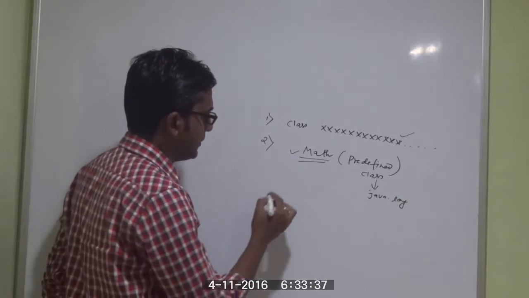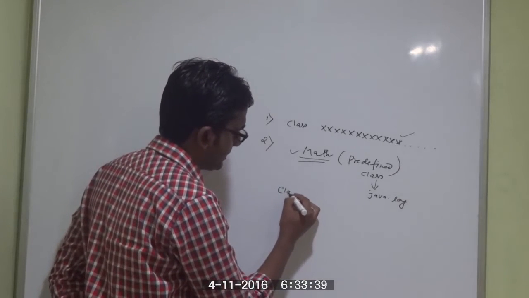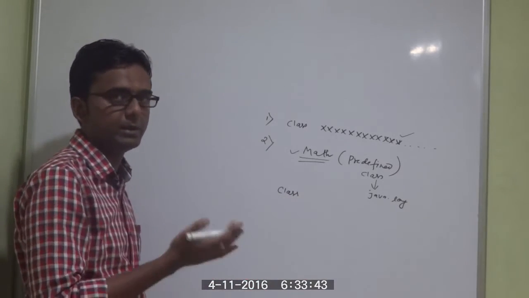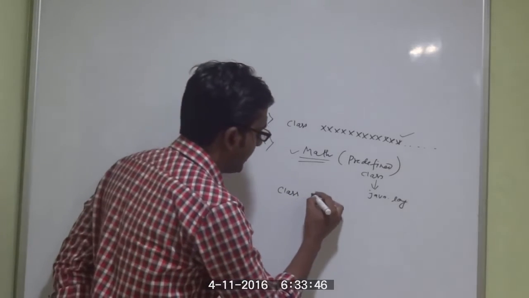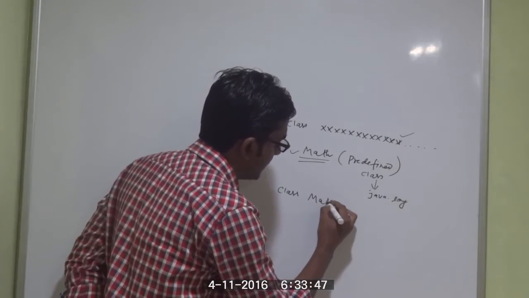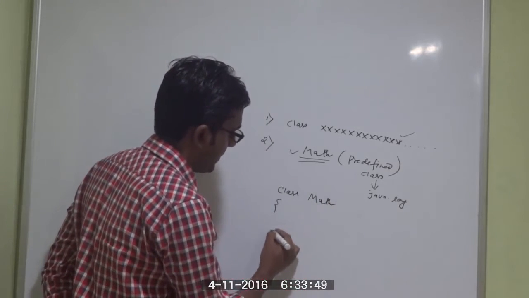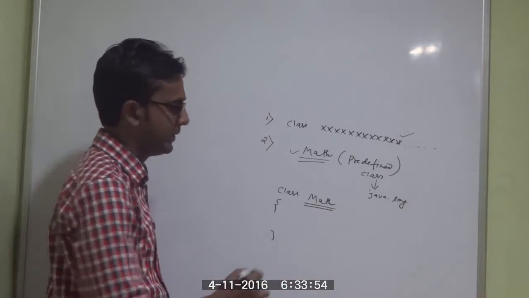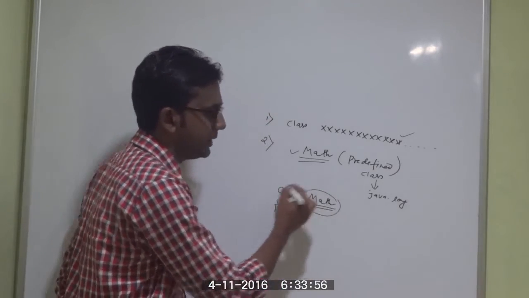Now suppose I am creating a class. This class is not predefined, this is a class created by the programmer. I am creating a class and the class name I am giving is Math. So this is the name which I am assigning to the class, and this name is nothing but the identifier.